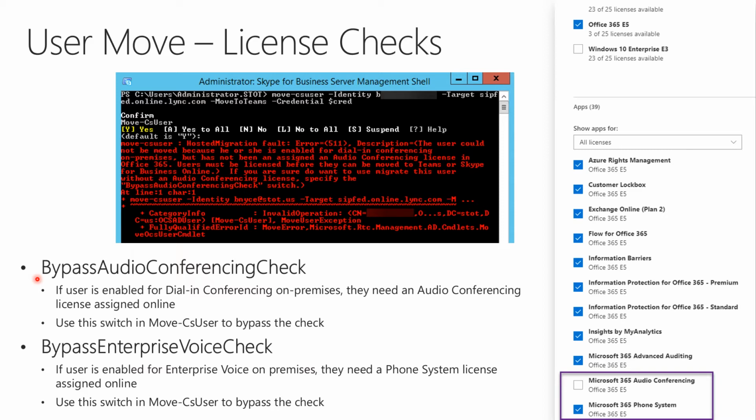The same would be true if you were dealing with enterprise voice. Maybe they're enabled for enterprise voice on premises, but you're moving them into Teams and you're not going to enable them for enterprise voice for whatever reason. Obviously, in the context of what we're talking about in this lesson, this is about migrating voice to Teams. So hopefully you're not going to use the bypass enterprise voice check. Hopefully they are going to be licensed properly for Phone System and so forth.